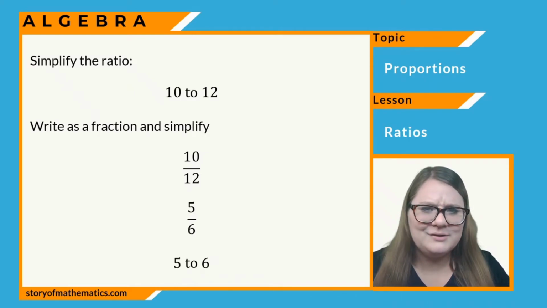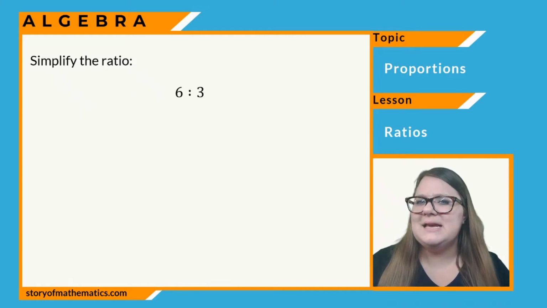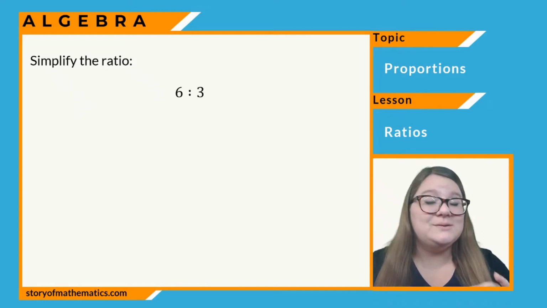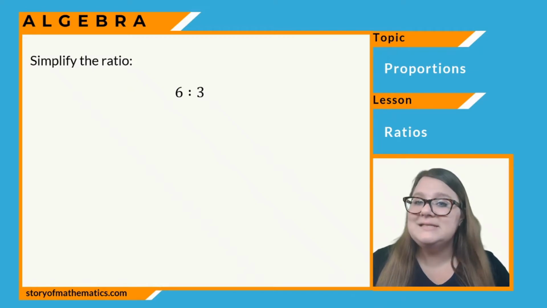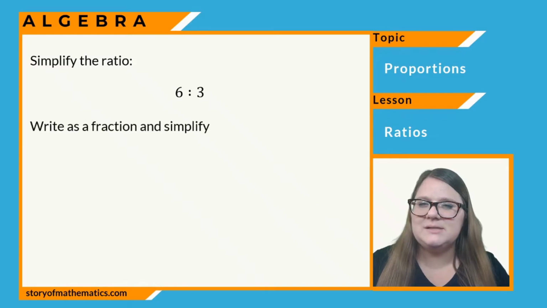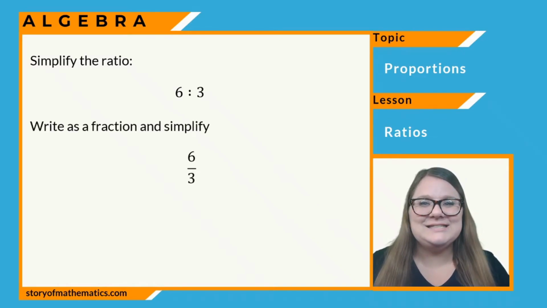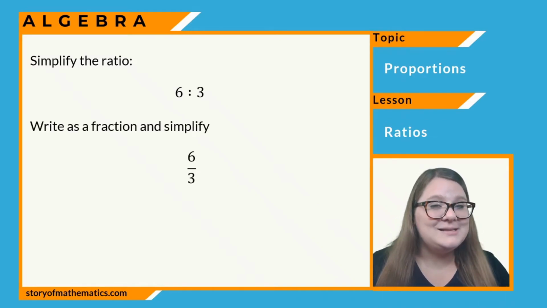Let's try another simplification problem. Let's say in this case, I want to simplify the ratio 6 to 3. Notice that in this case, we're writing it with the colon. But that doesn't change the setup really, because we're going to still write it as a fraction, in this case 6 over 3, and we're going to simplify it.